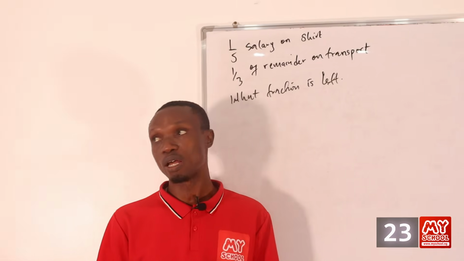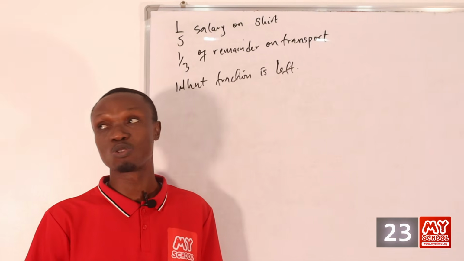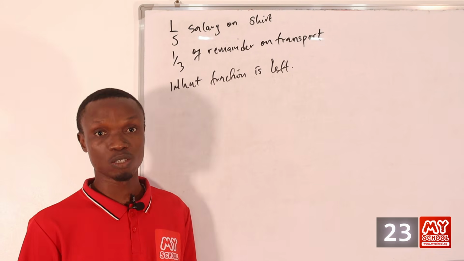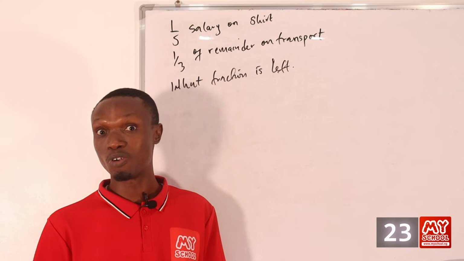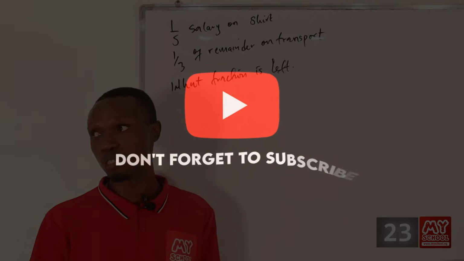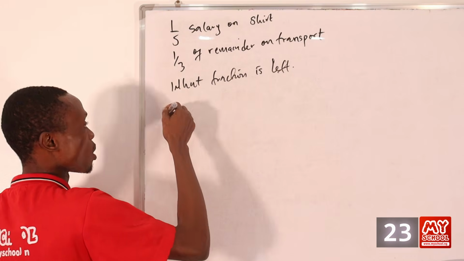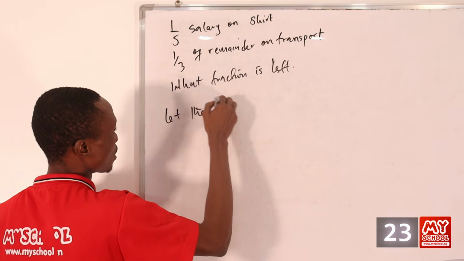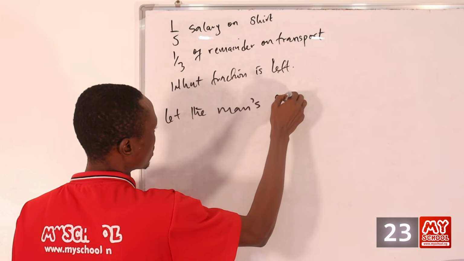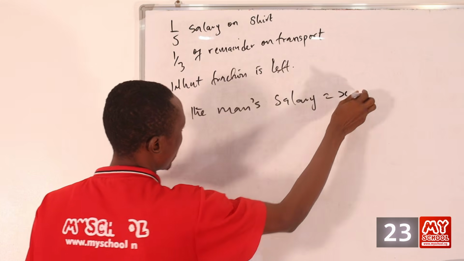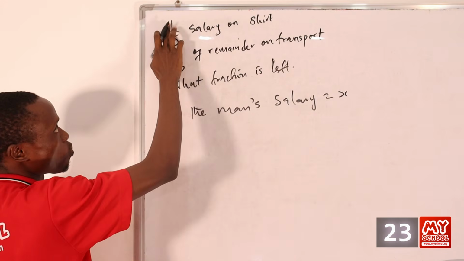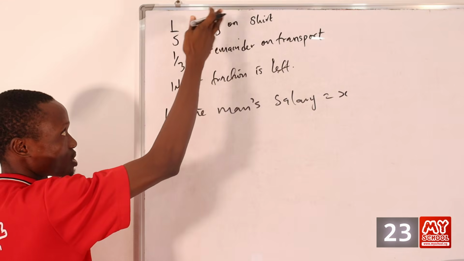If we are given a question like this, sometimes you can assume the man's salary to be whole. When we're talking about whole, we are simply saying it is equal to 1, or you can let it be any letter of your choice. In this case, let the man's salary be equal to S. So they said he spent 1/5 of his salary on shirts.